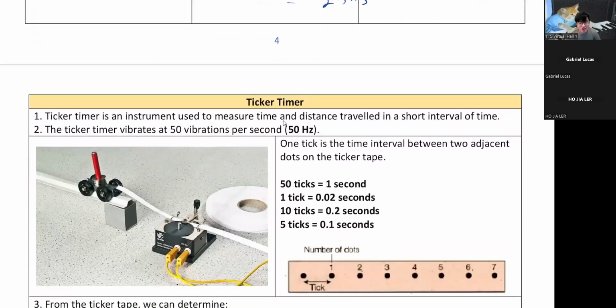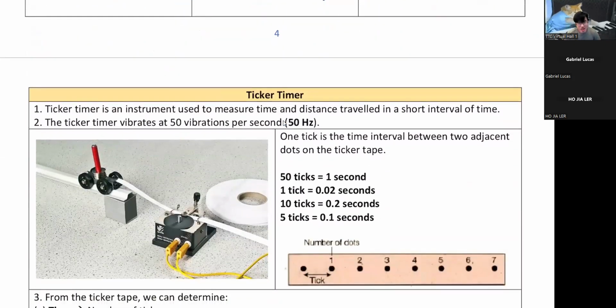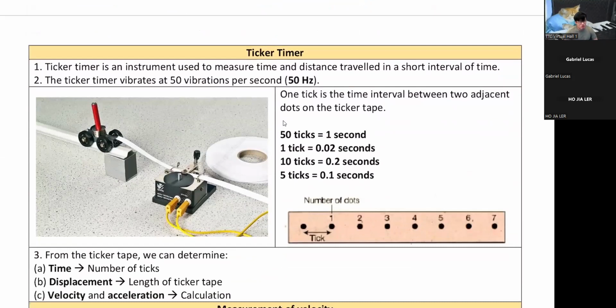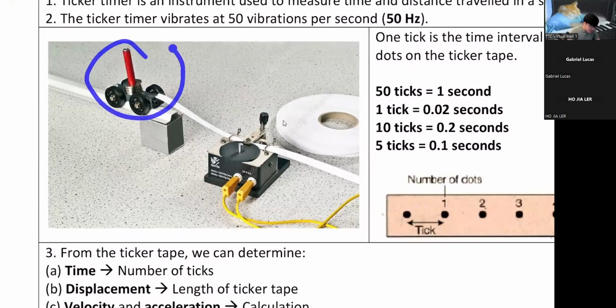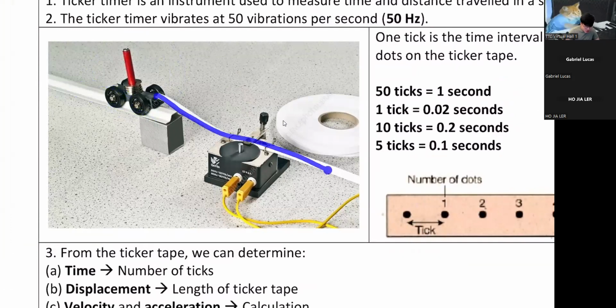Anyway, it's okay. Let's talk about something more challenging now. Let's talk about the ticker timer. You should be doing this experiment in school. So what is this? It's basically a trolley. Can you see this slide here? This trolley will slide down the slide, pulling a white color strip.